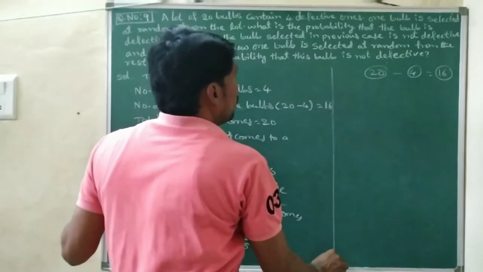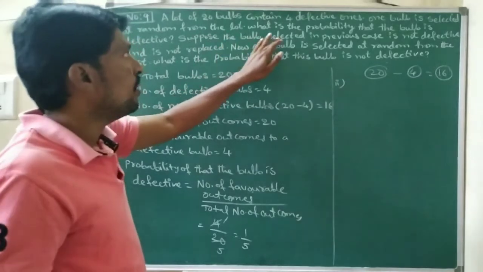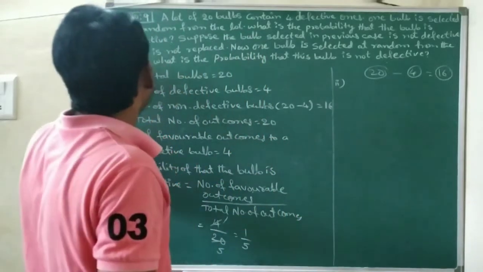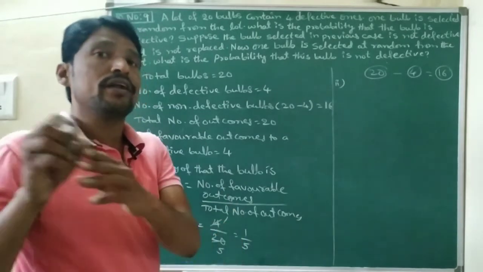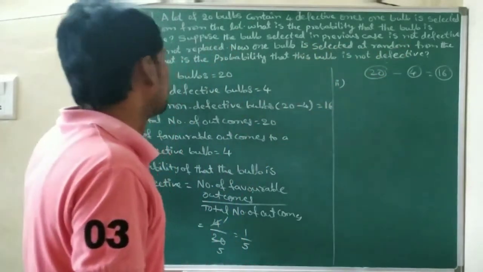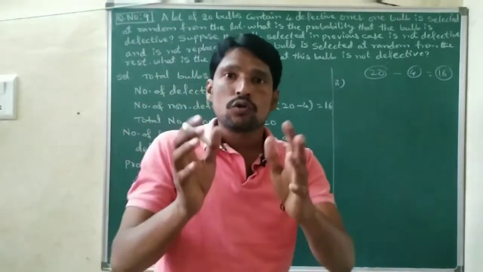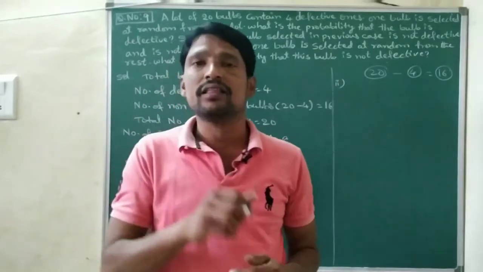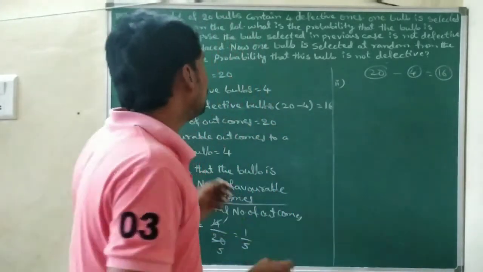Now we need to find again, in this case only they given second one. Suppose the bulb selected in the previous case is not defective. It is not the defective and is not replaced. What we took, that one is not replaced. Now one bulb is selected at random from the remaining bulbs. Remaining how many it will be? Total 20 bulbs are there. Total 20 bulbs in, we took one outside. So total 20 subtracting 1, we can get the remaining ones, that is 19 bulbs will be.